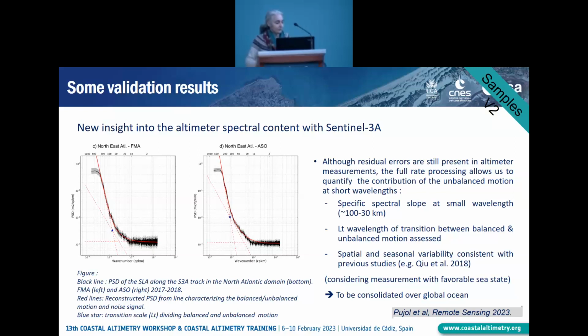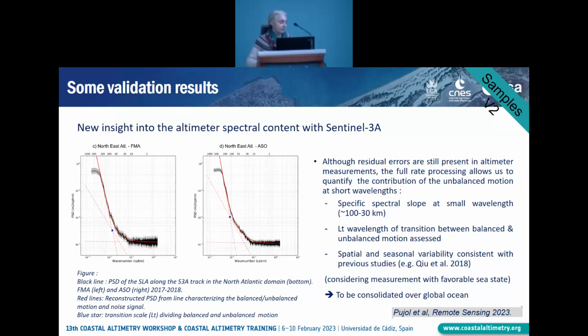And what is interesting here is that first we can fit a slope on these small wavelengths. This is something very difficult when we consider the 1 Hz product, especially if we have only a short temporal period with this product. And we also observe that there is an important seasonal variability of these different parameters. And this variability is consistent with the one reported by other authors with models, like, for example, Qiu and others in 2018. So this is very encouraging.